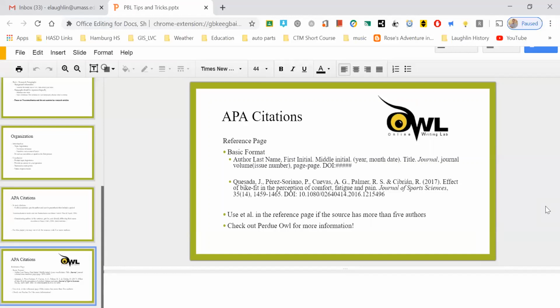And if you have other funky sources that might be in like a video or a textbook, or if they're in a PowerPoint, I highly recommend that you check out Purdue OWL if you have one of those more unique sources, because the citation requirements are slightly different based on which source you have. Or if you just want to see more examples of APA citations, or get more information, this website, Purdue OWL, is great to check out.